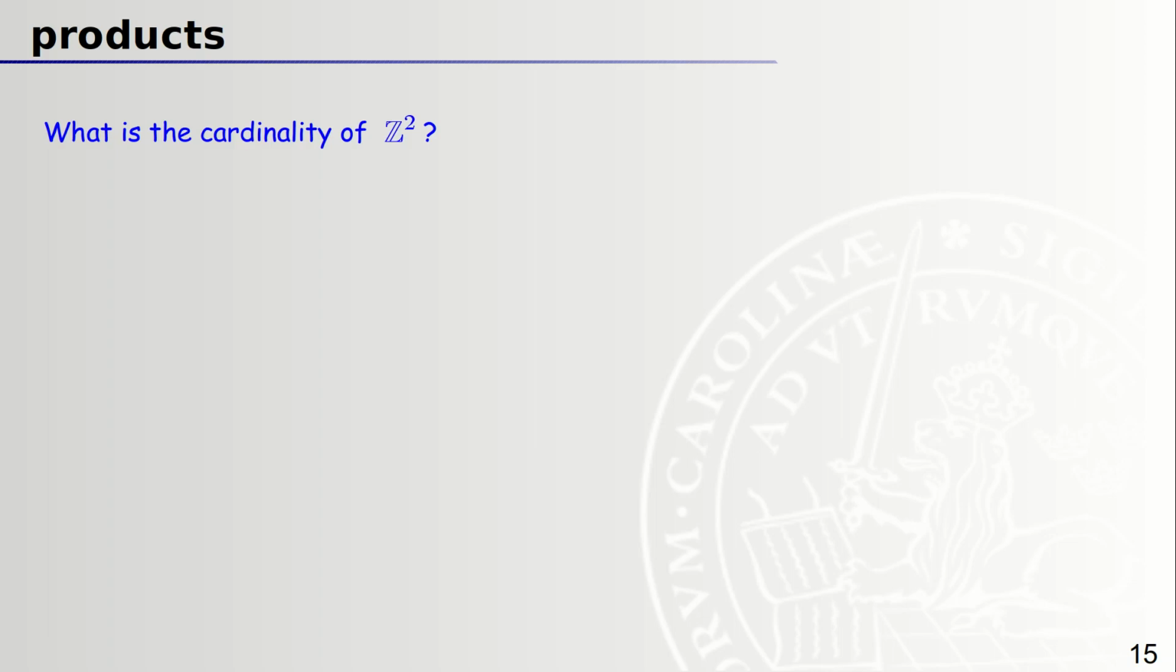Now let us look at a product of infinite sets. Let's take the product of the integers with themselves, Z cross Z, or Z squared. For finite sets, the cardinality of a Cartesian product like this is the product of the cardinalities of the sets that are being multiplied. In this case, we multiply a countable set with itself, which means that we are multiplying a set of size Aleph 0 with a set of size Aleph 0, so we expect to get something like Aleph 0 squared. How does it compare to Aleph 0?